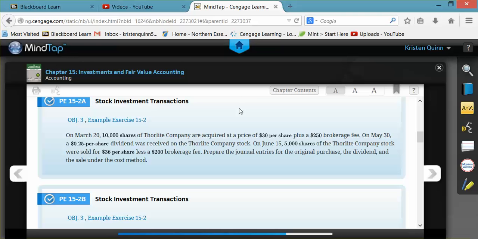Since we're only buying 10,000 shares, we can assume in this case that we are going to be following the cost method to record these equity transactions because we do not have a significant influence over Thorlite Company.